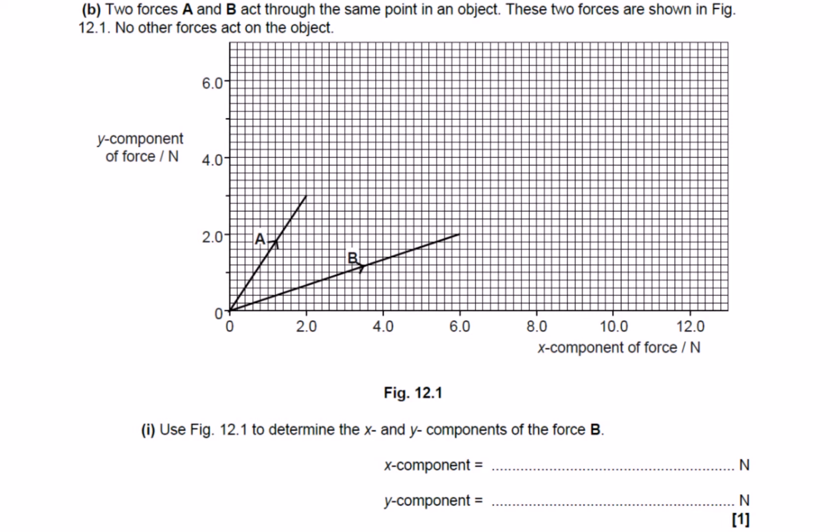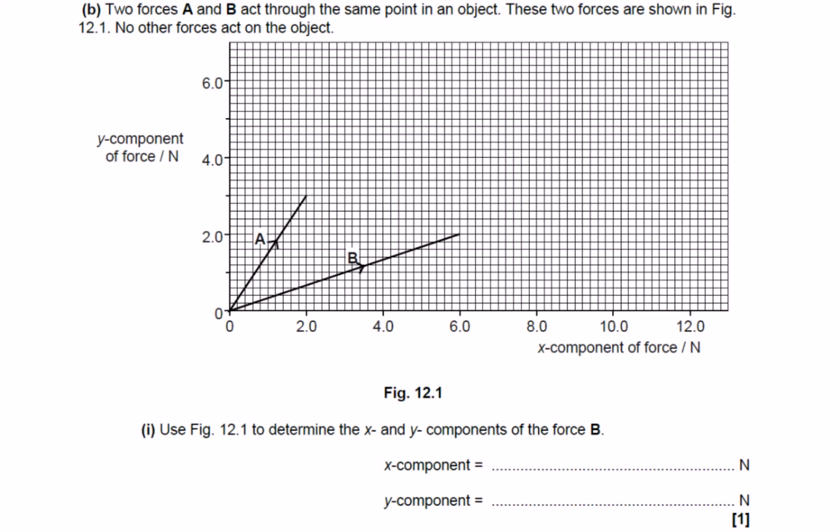Right, so we're presented with this graph and the first thing we need to do is look at what the axes are. It's telling us that along the bottom axis here we've got the x component of the force, and on the vertical axis we've got the y component of the force. So we can see force A has an x component and a y component, and force B has an x component and a y component.